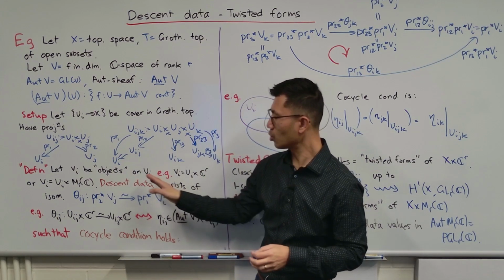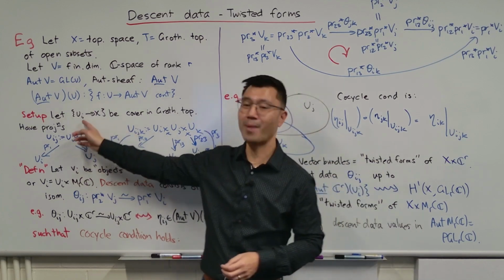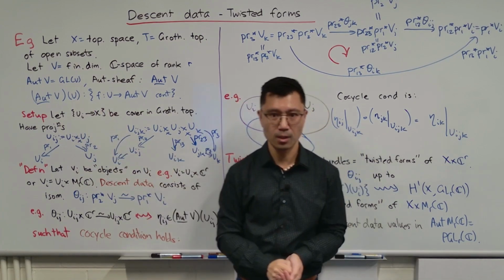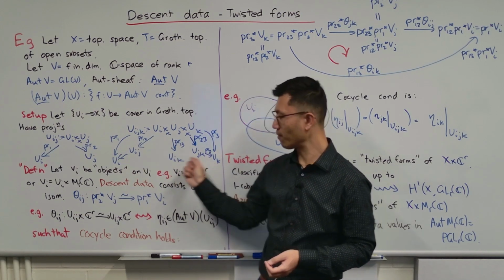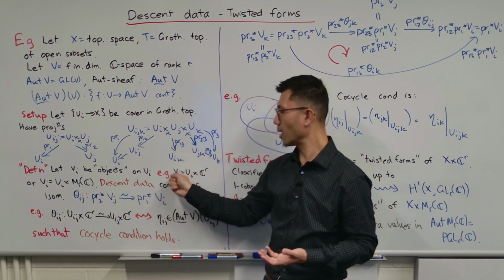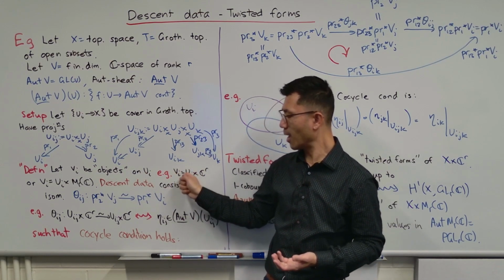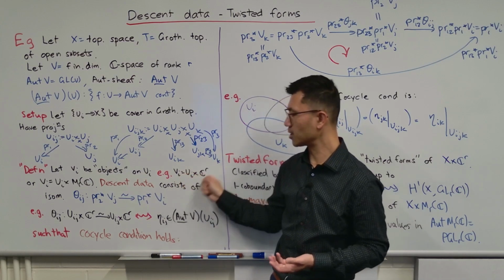Okay, so what you want to do is consider the V_i to be objects on these open patches, so to speak, these U_i's. The examples to keep in mind here are, firstly, if you're looking at vector bundles, maybe these U_i's are where you trivialize a vector bundle, in which case V_i you can trivialize, and that object becomes just U_i cross C^r.